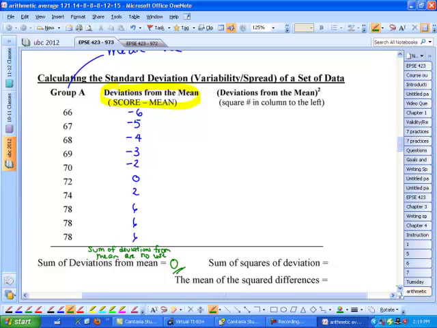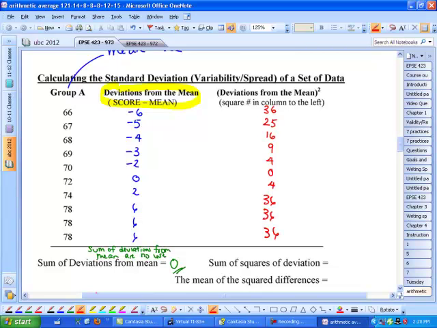So in order to get rid of those negatives, what people have decided to do is square each of the numbers, because when you square the numbers, you remove the negative, and therefore we can now count up the actual positive values. So we'll take negative 6 and we square it. That gives us 36. Do the same thing with negative 5. That's 25. Then we have 16, and we have 9, 4. 0 squared is 0. 2 squared is 4. 6 squared is 36, 36, and 36.